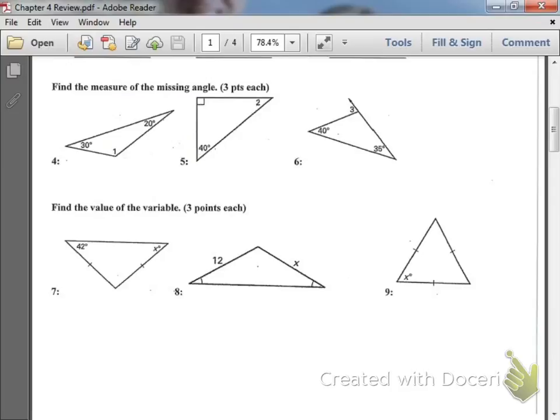So is the last one on this page. Number 4, how do I find this missing angle? Angle 1. 180. Subtract the ones you know. That'll give you the one you don't know, which is 130. Good.